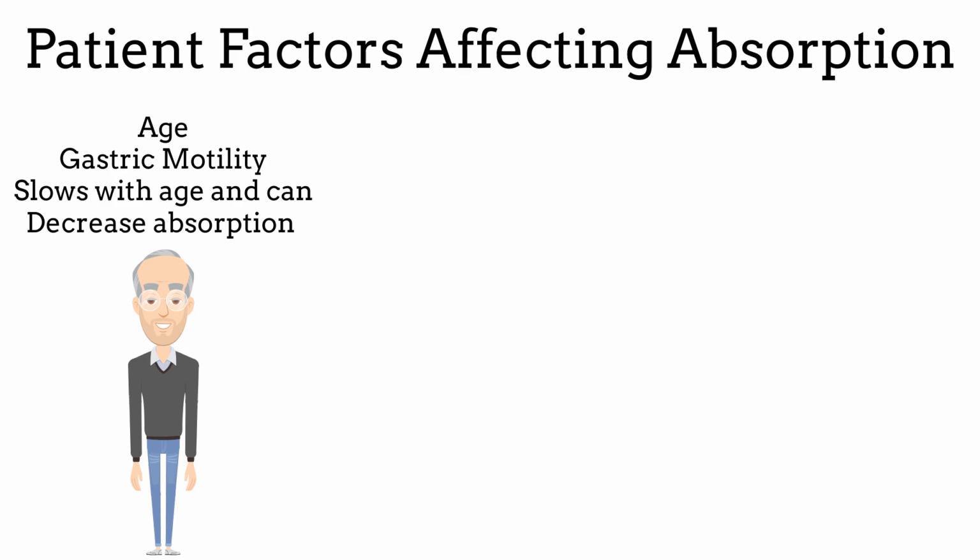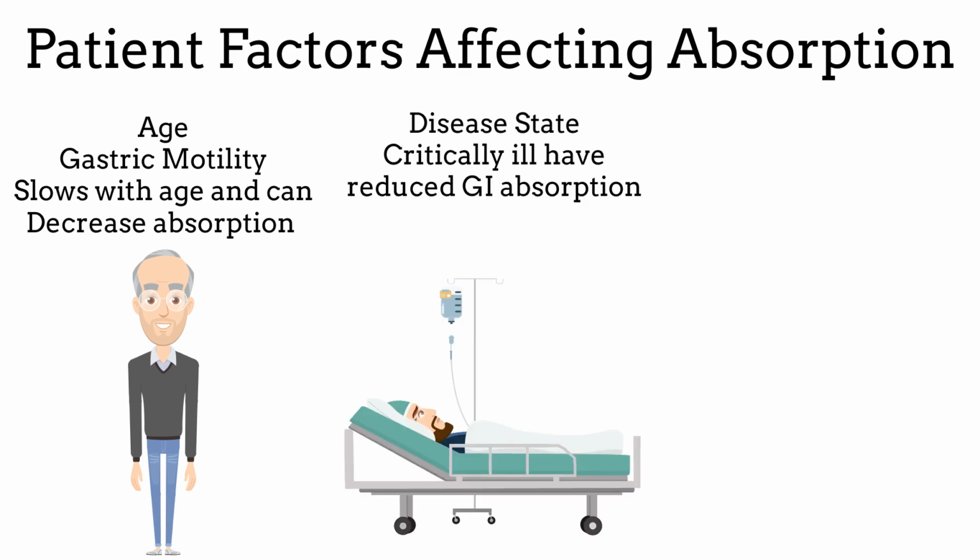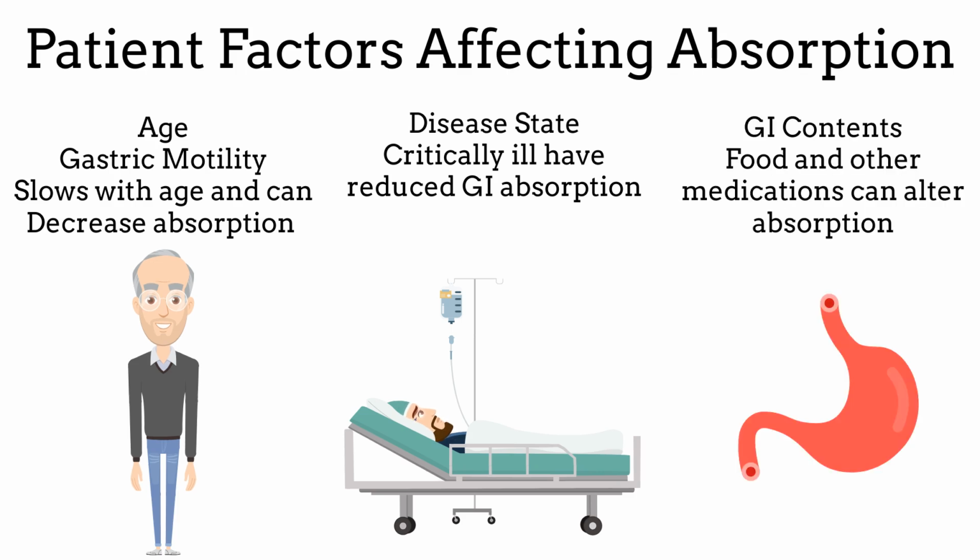There's other patient-specific factors that can affect absorption. For instance, age. With increasing age, gastric motility slows down. This can decrease the rate of absorption for some medications. Disease state. In critically ill patients, there's decreased blood flow to the GI tract, which can also decrease absorption. Thirdly, the contents of the stomach, like food or other medications, can also increase or decrease the rate of absorption.